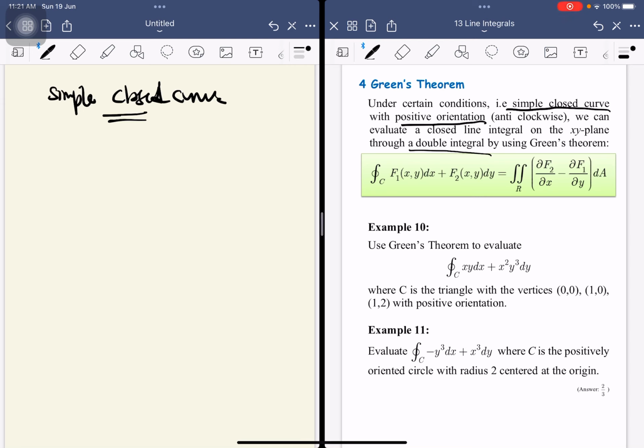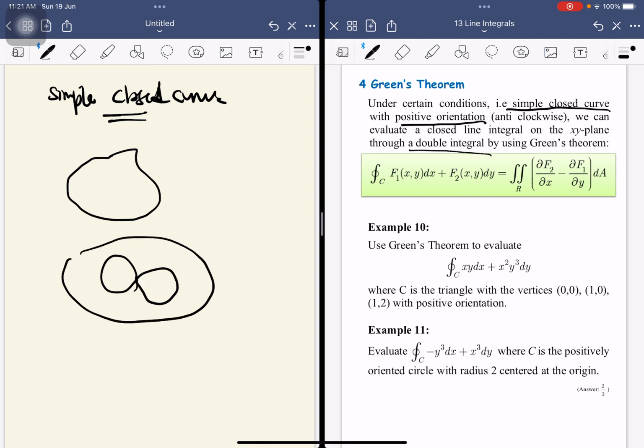And then what it means by a simple closed curve. The keyword here is that it does not cross itself. So simple would be like this. So this is what we say a simple closed curve. For example, if we have one like this, we have a crossing over here, so this one is not considered simple.